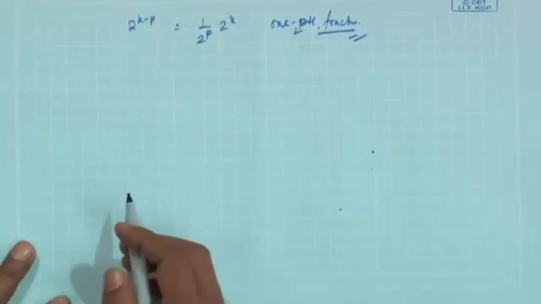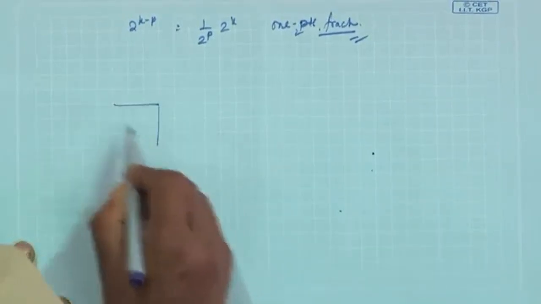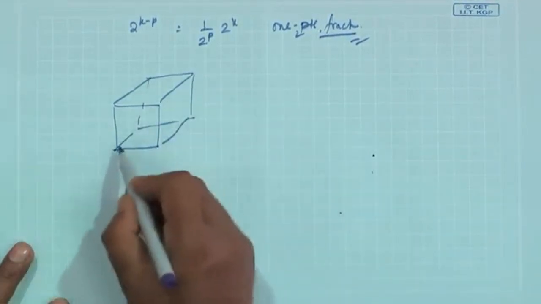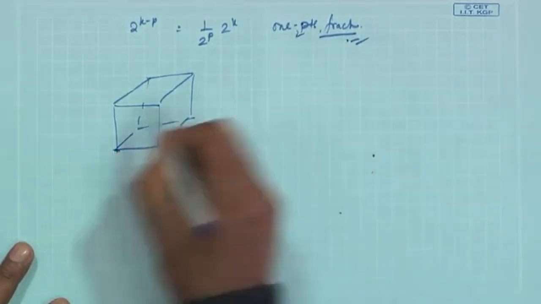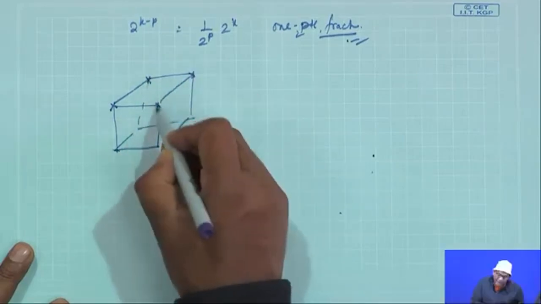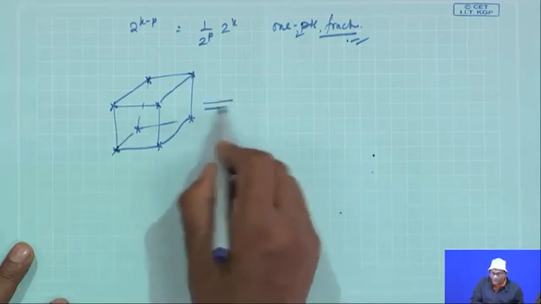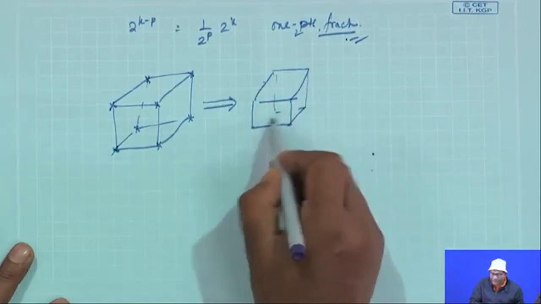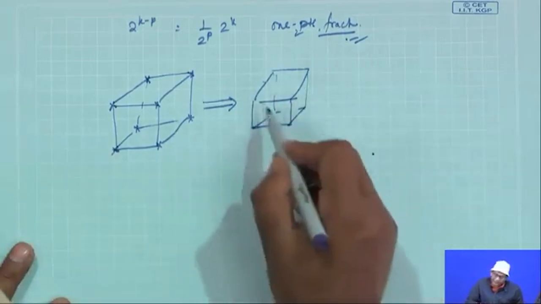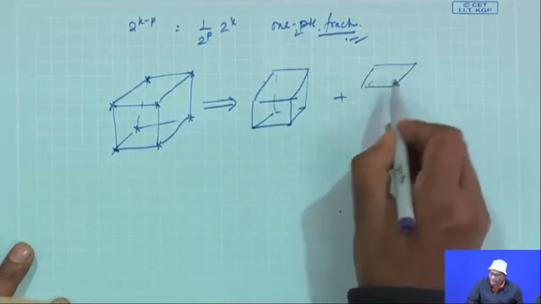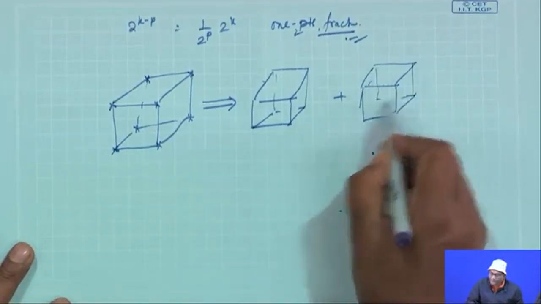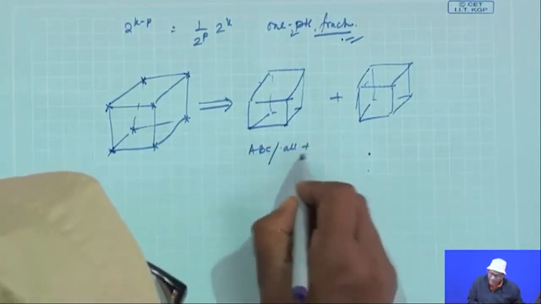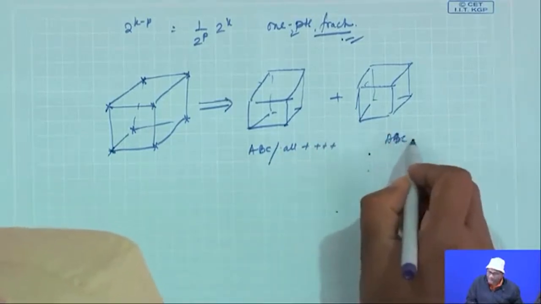If I go this way, you all know the cube, the geometric interpretation. In the case of a fractional factorial design, instead of taking all the factorial points for the experiment, you split them into two halves. One half, depending on this, you may end up with plus, and another half. So, two halves here: A, B, C, all positive values, 4 positive. Here maybe A, B, C, all 4 negative.